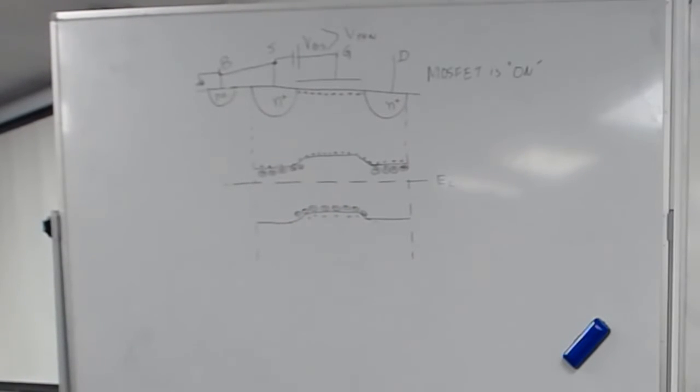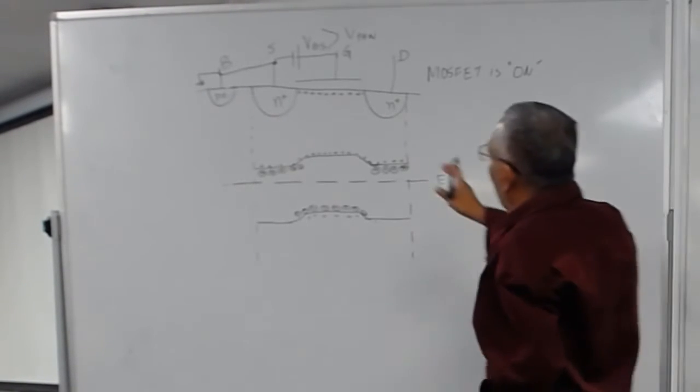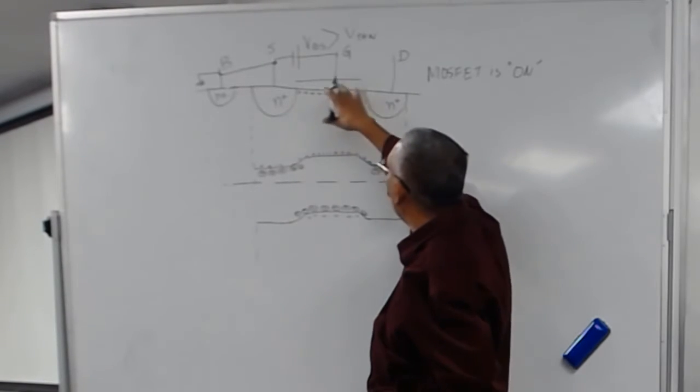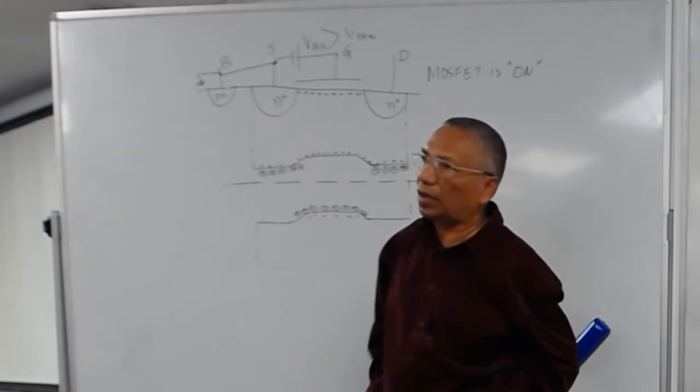But is it conducting current? Is there any current flowing from source to drain? No. You have turned it on, but is there current flowing? No current flowing, because you haven't applied a voltage between the drain and the source. I have applied a voltage to turn it on only, but I haven't applied a voltage for the flow of the current.